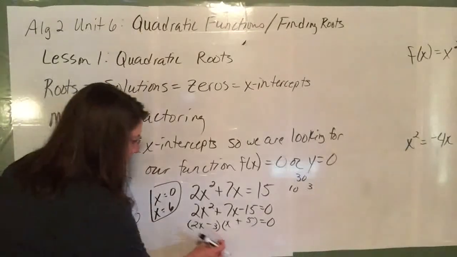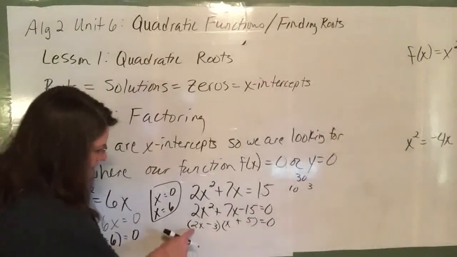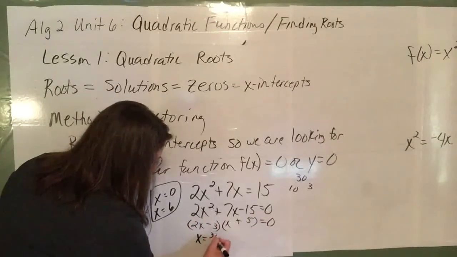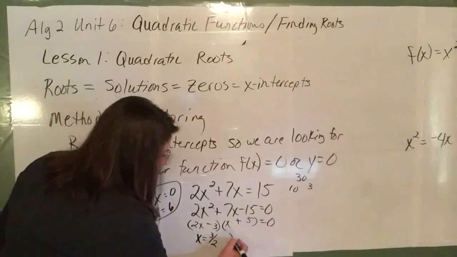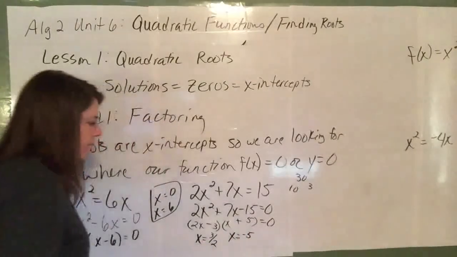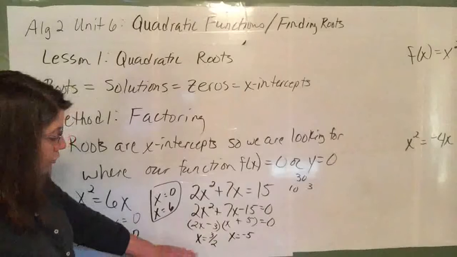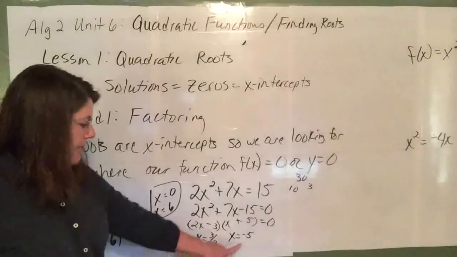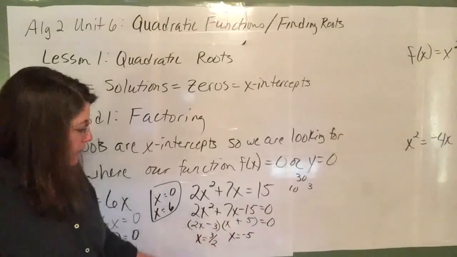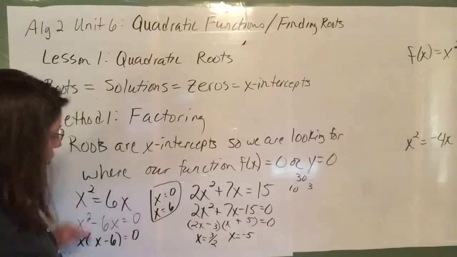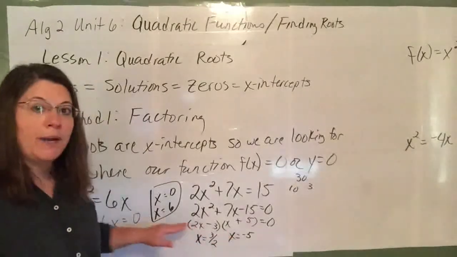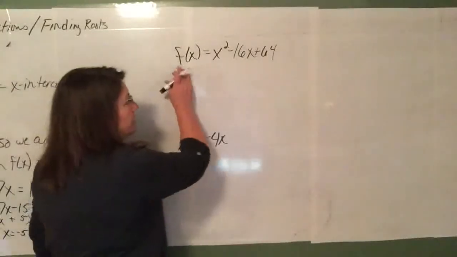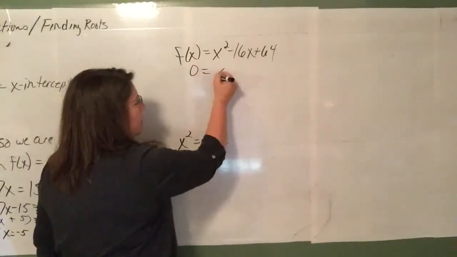And then I set each of these factors equal to 0. If I solve this factor, I set it equal to 0, I would have x equals 3 halves. If I solve this, set it equal to 0, I have x equals negative 5. So what that means is my graph would cross the x-axis at 3 halves, which is 1.5, and at negative 5. If we were to graph these on Desmos, you could look at those graphs and see that that's where they cross the x-axis. Here are two more equations. I'm going to set this equal to 0 and factor it.